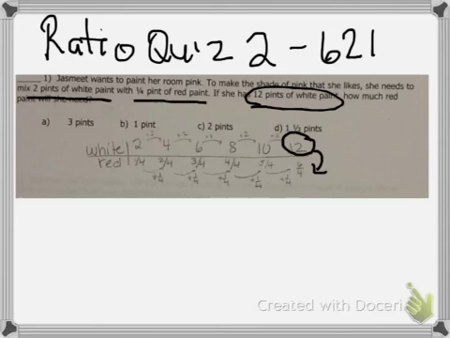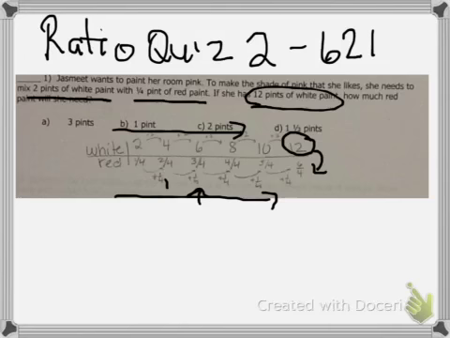To fill in our ratio table, we're adding 2 across the top for the white paint each time we make an entry, and for the red paint we're adding a quarter each time. So a quarter plus a quarter is 2 quarters. 2 quarters plus a quarter is 3 quarters, and so on until we get to 6 quarters or 6 fourths.